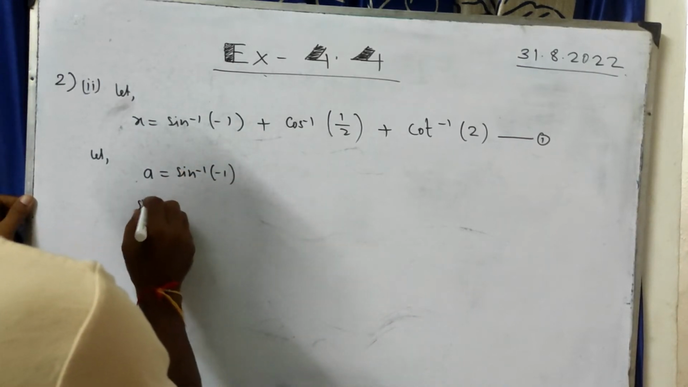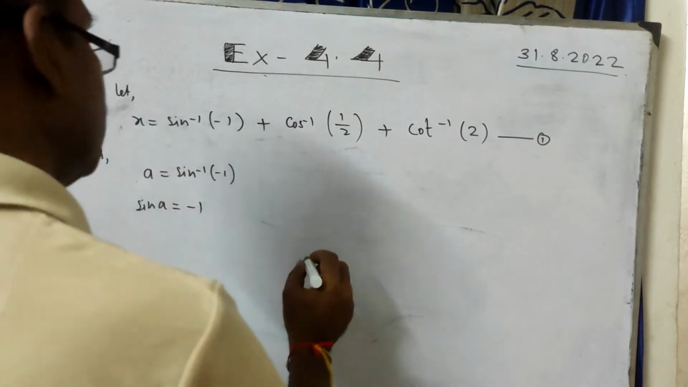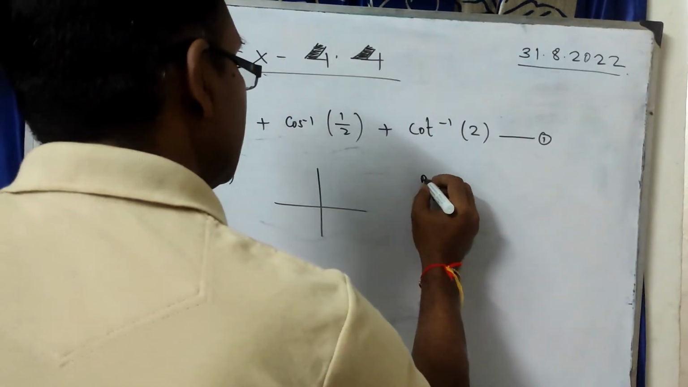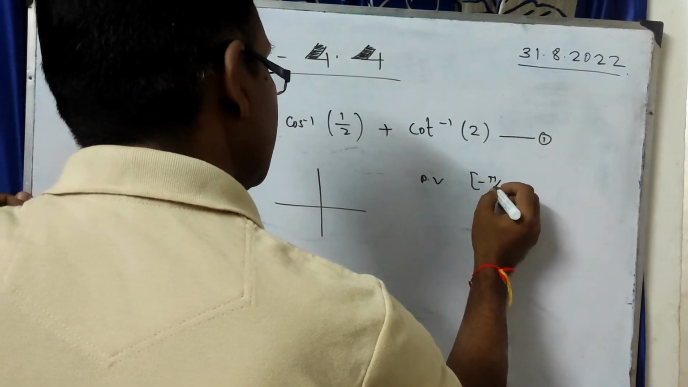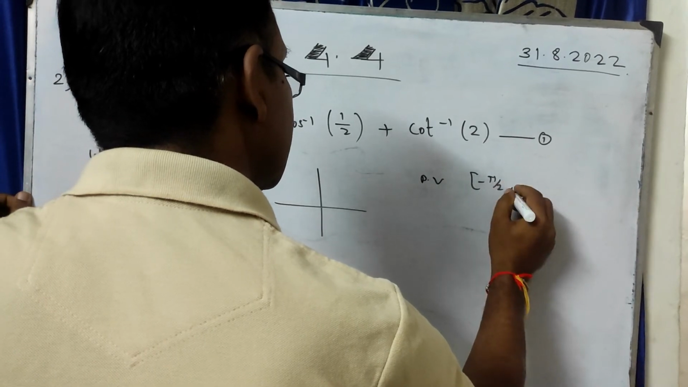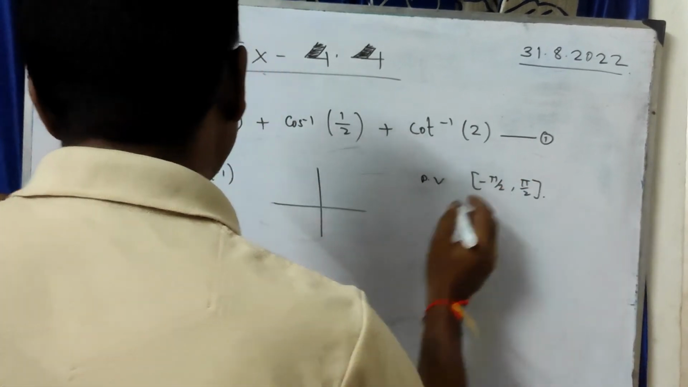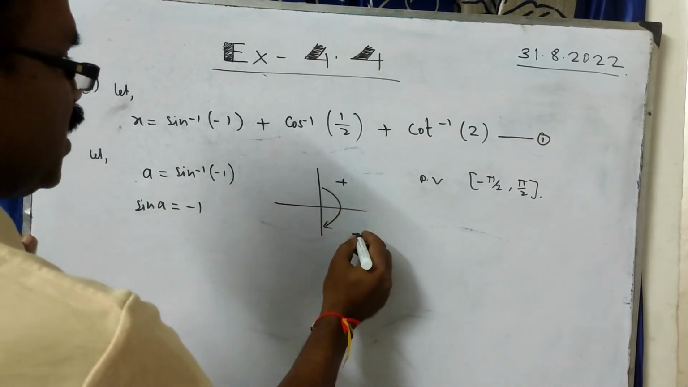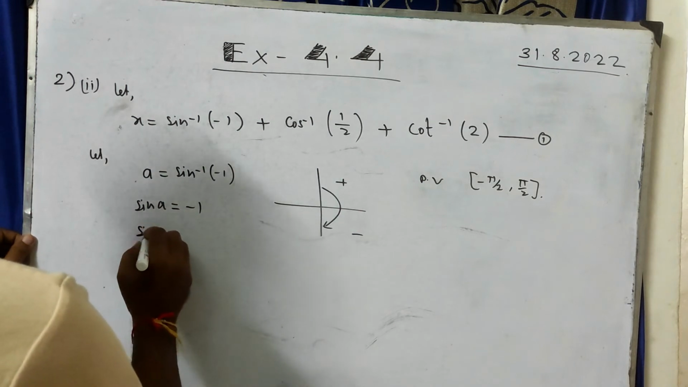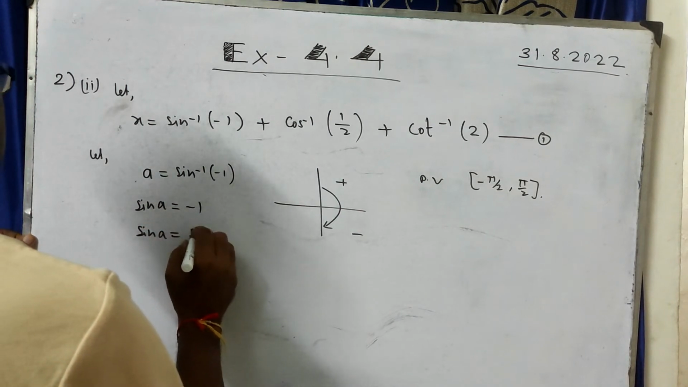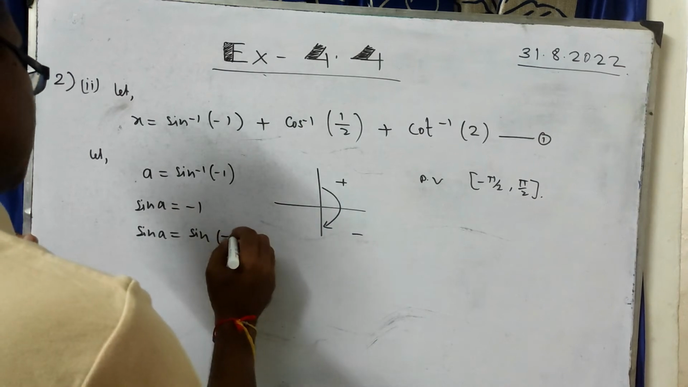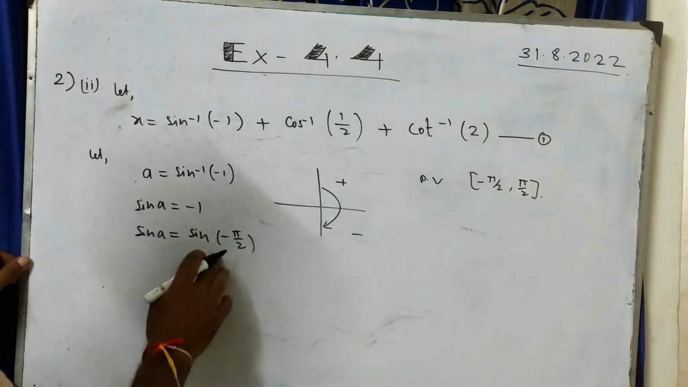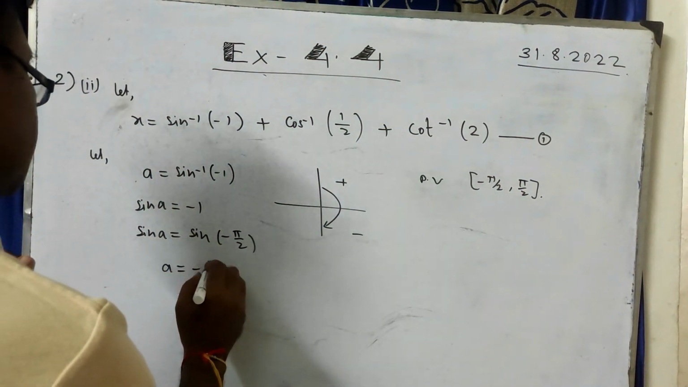So sin a is equal to what? Minus 1. So what is the principal value range for sine? Minus pi by 2 to plus pi by 2, isn't it? Nothing is excluded here. Since it is negative, I have to consider only the quadrant where sine is negative, so it is not pi minus something, it is minus of pi by 2, because the range is minus pi by 2 to plus pi by 2. Got it? So a is equal to minus pi by 2.